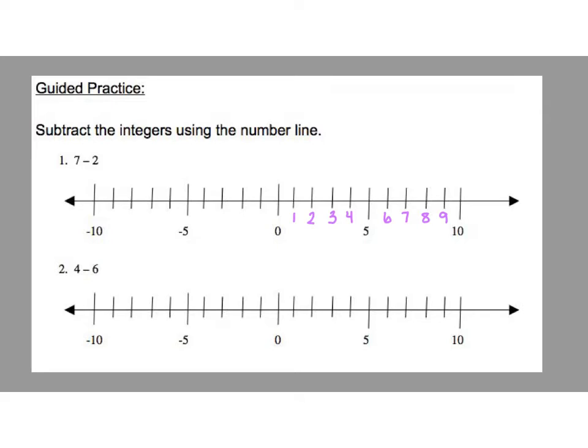So that first number, 7, tells me where to start. So I'm going to put my point right at 7 on the number line. Then I see the subtraction sign. So that tells me to move in the negative direction or to the left. And then the number 2 tells me how many units to move. So I'm going to move to the left 2 units. And I end up at 5. So 7 minus 2 equals 5.